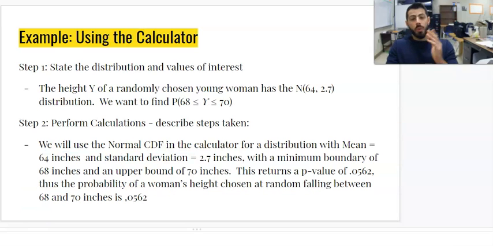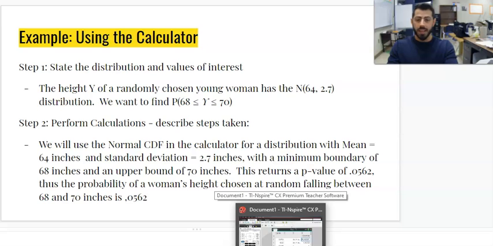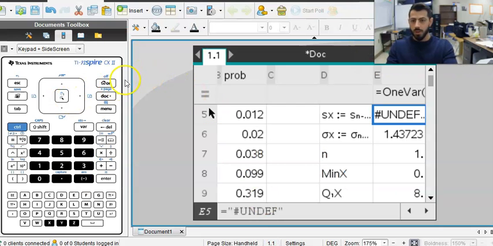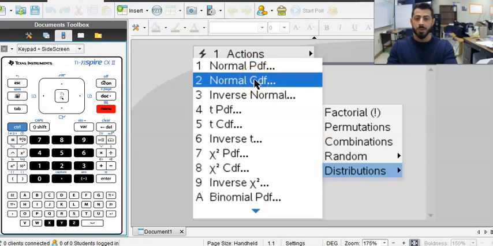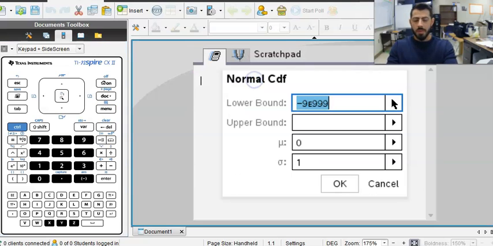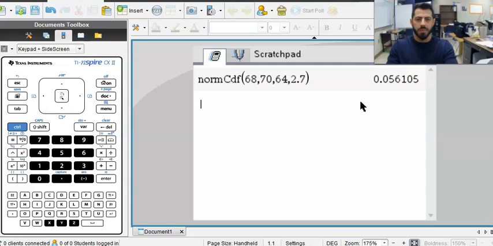That's pretty easy. We can also use the calculator like we've done in the past. This is a normal CDF, right? We're still using normal distributions, so normal CDF. The probability that her height is between 68 and 70 inches, given that the average height is 64 inches and the standard deviation is 2.7 inches. And there you go, there's the probability.